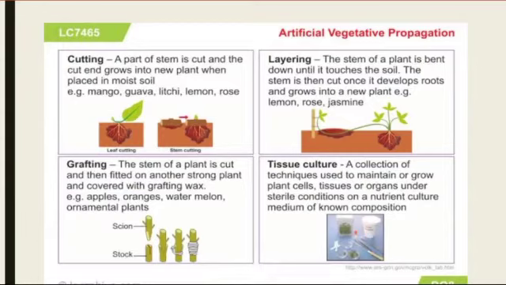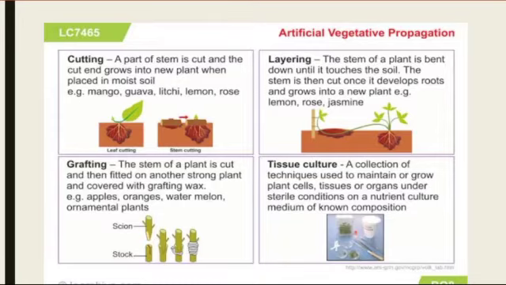From this picture, it is very clear that we can cut a part of the plant. It can be a part of the stem, and plant it in some other place and provide all the nourishment, water, etc. And that piece will grow as a new plant. Examples: mango, lychee, lemon, rose, etc.